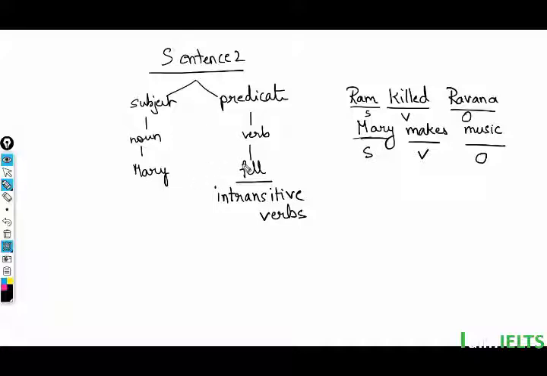Because when I say Mary fell, it in itself is a sentence. I don't really have to add any object here because she fell by herself. There is no person or thing that has received this particular action. So such kind of verbs are called intransitive verbs. These are the verbs that cannot take an object.